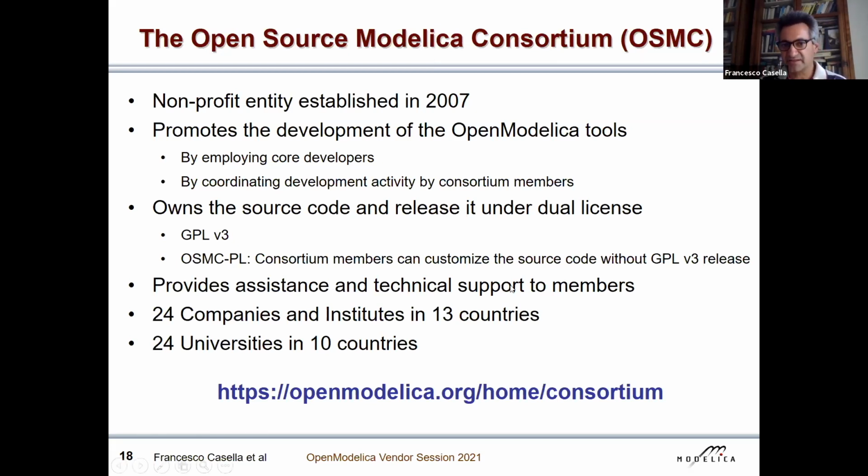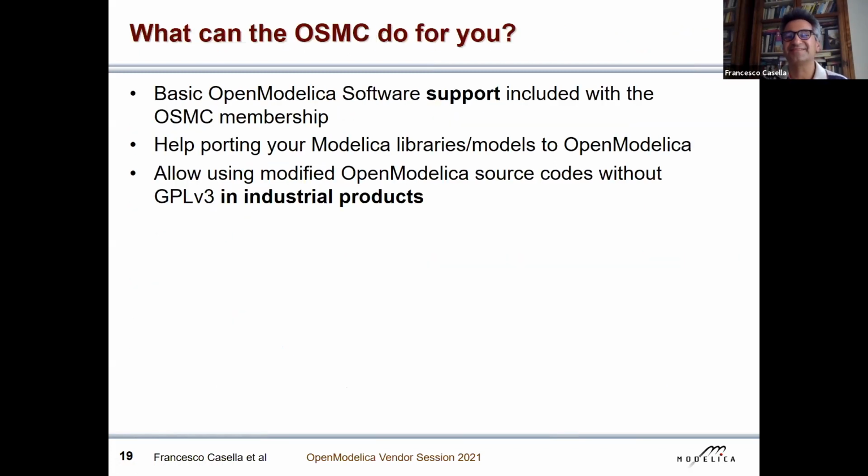It provides assistance and support to members, and it currently includes 24 companies and 24 universities. You find more information at this link. The consortium is growing, and you and your organizations are welcome to join it. Instructions on how to do so are found on this page. The consortium can provide you some basic software support, included with a membership.